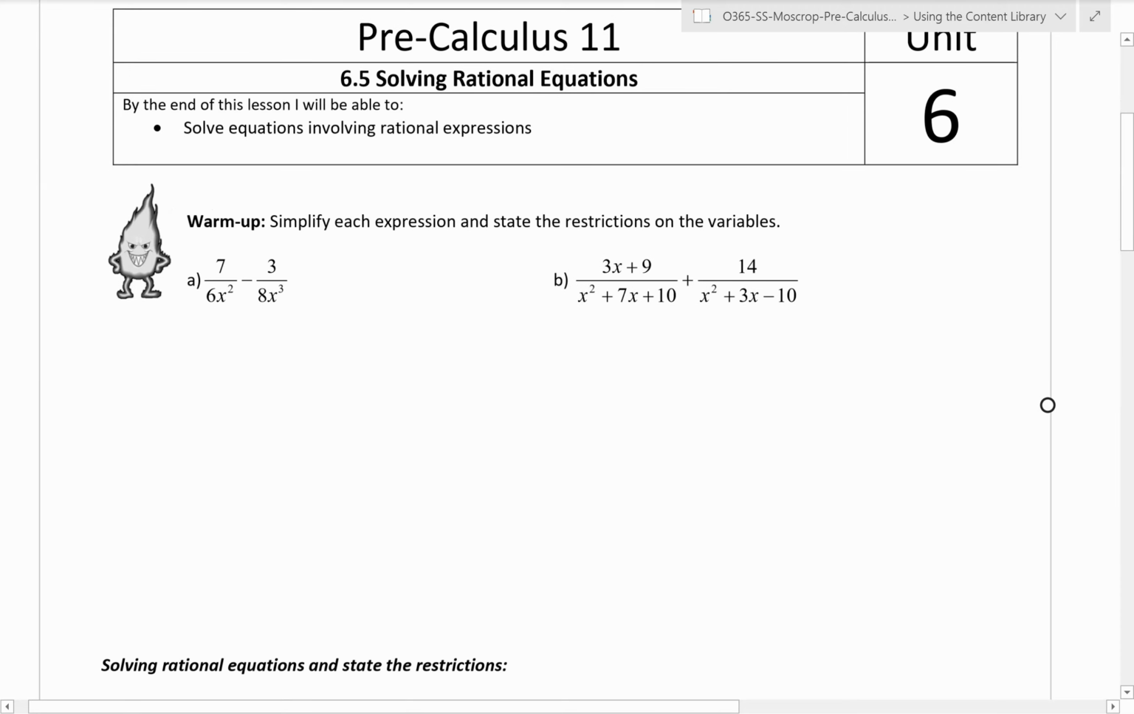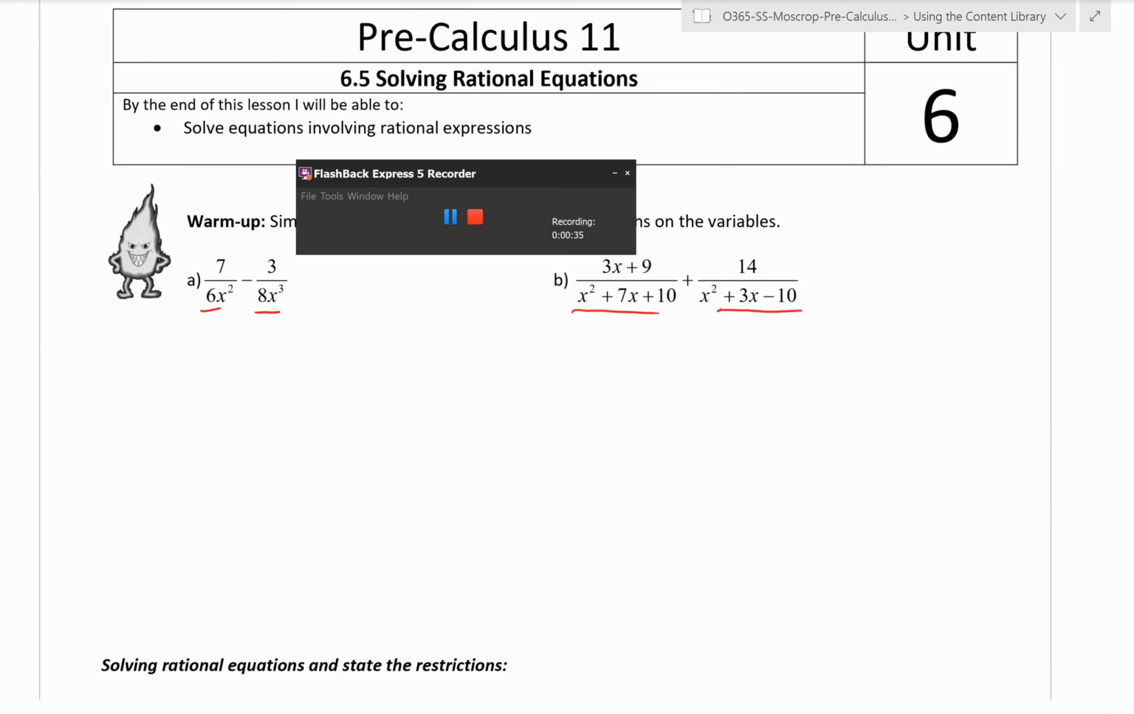Okay, so why don't you go ahead, try these 2 questions. These were just adding and subtracting rational expressions that we've done in the past. These 2 are monomials and these are trinomials. Okay, so give it a try. I'll show you the answer in a bit.